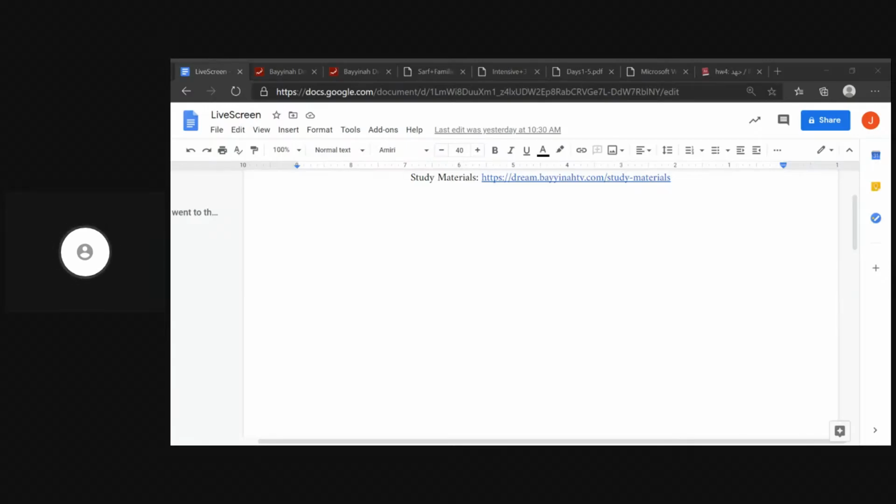How do you add harakat? You add them using the shift key. So maybe I can show this. Let me see. One second.